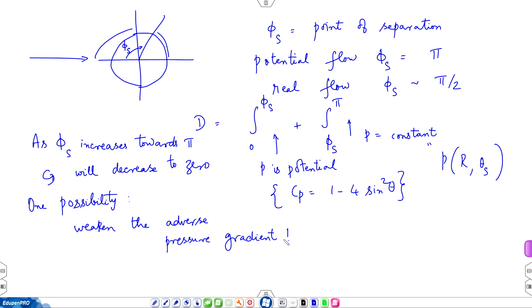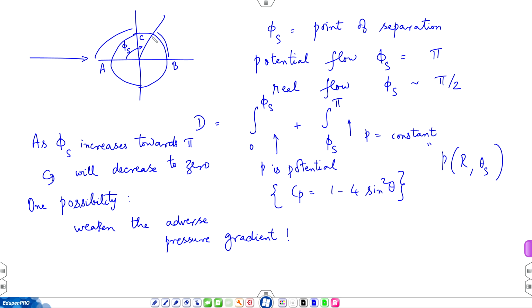So, this process, what does it mean? See, on the rear side, if I call this A, B and C, A to C is favorable, C to B is adverse. So, there is a variation of pressure from C to B occurring over this angle, but suppose I have to weaken it, that means the same change will now happen over a longer distance. That is called weakening the adverse pressure gradient.